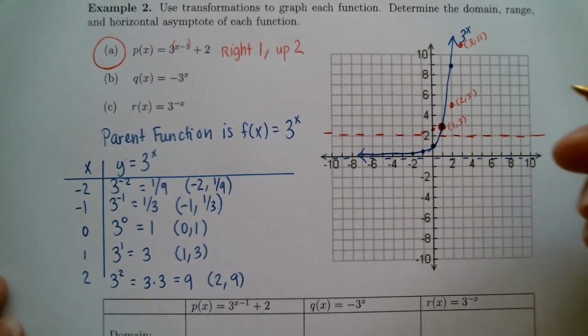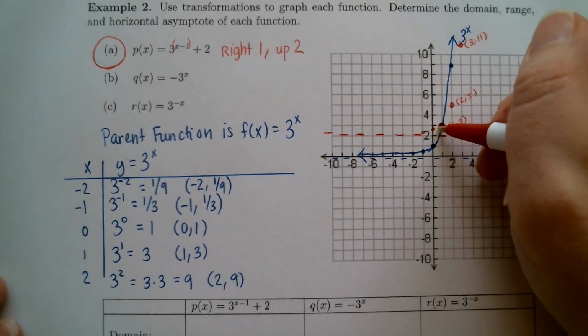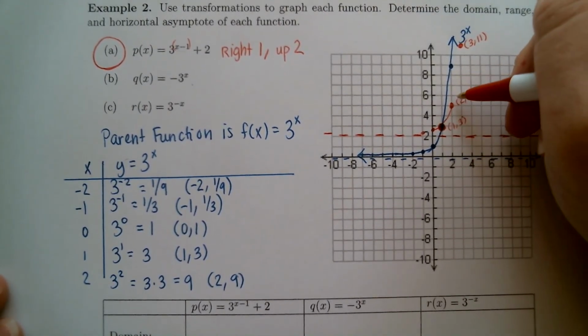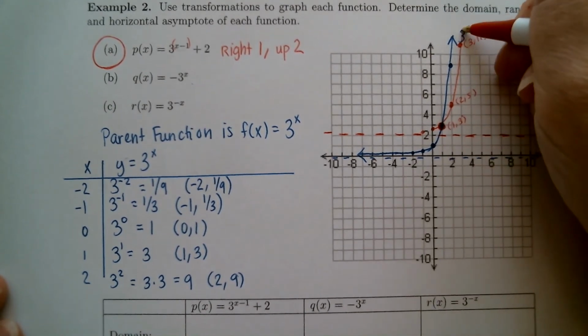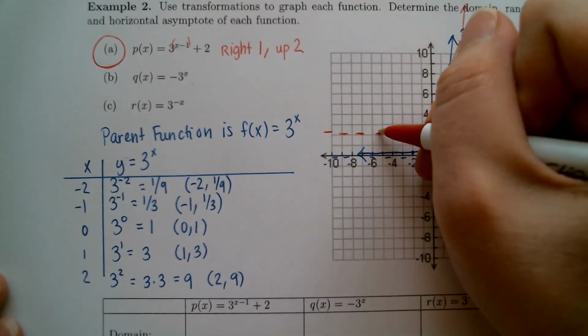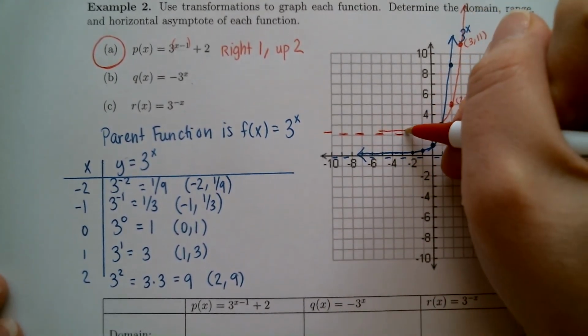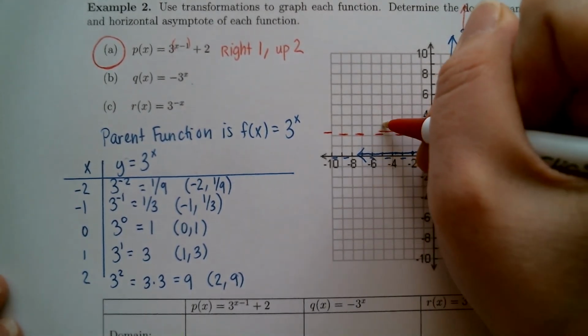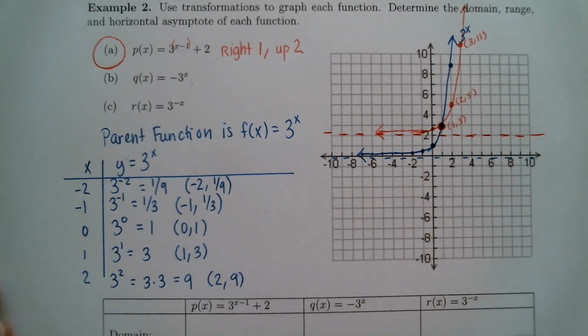All right, and so now we can connect the dots. We're going to go through these red dots. One side should still be climbing quickly. The other side should be getting closer and closer to this new asymptote. Okay, it should be leveling off there.